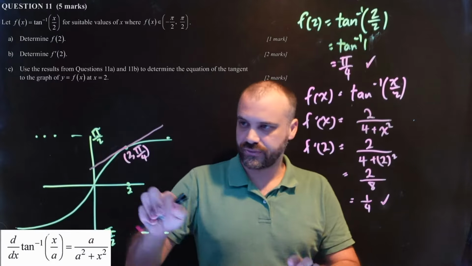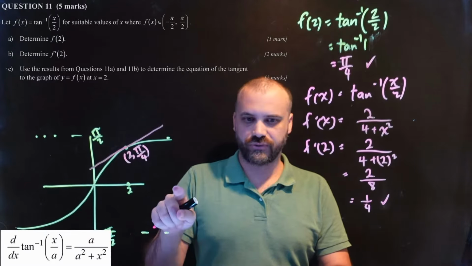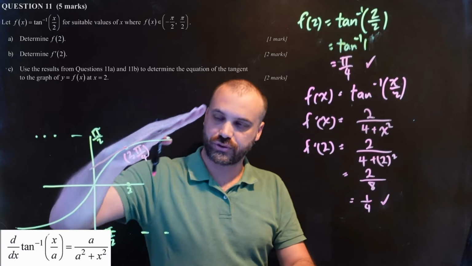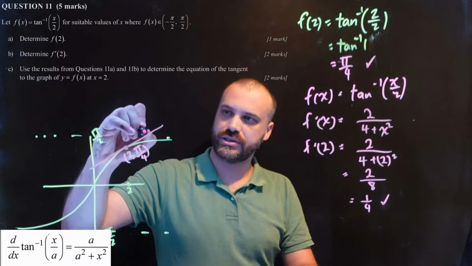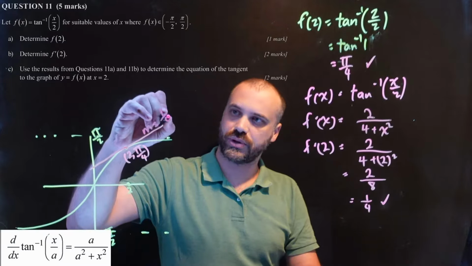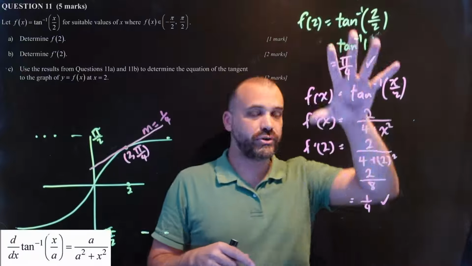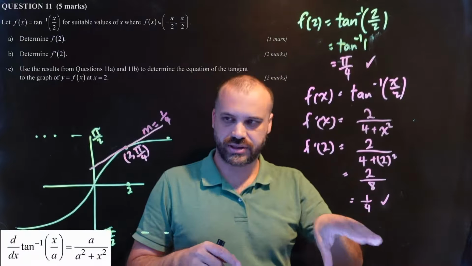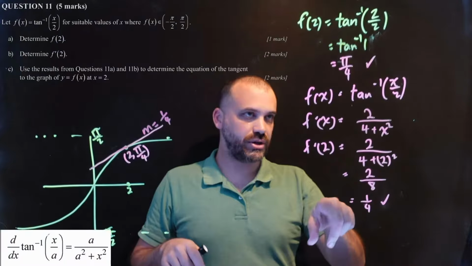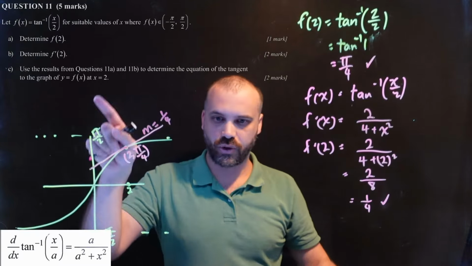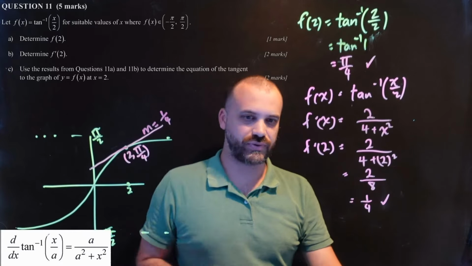And so what do I have? I have a point, (2, pi on 4), and I also have the gradient at that point, m equals 1/4. Okay, I've got all of this information summarized now on my picture. So I'm going to get rid of this so I can work out my final equation of the tangent.